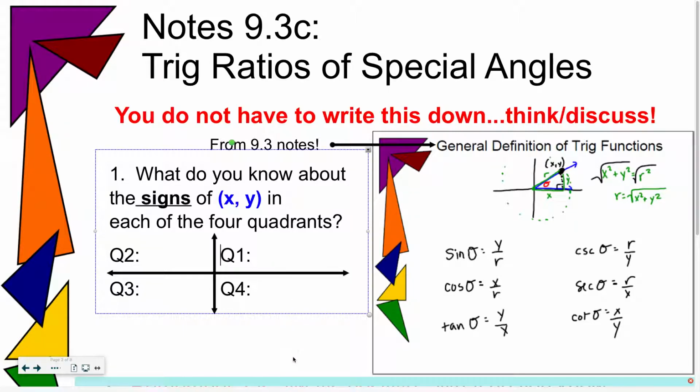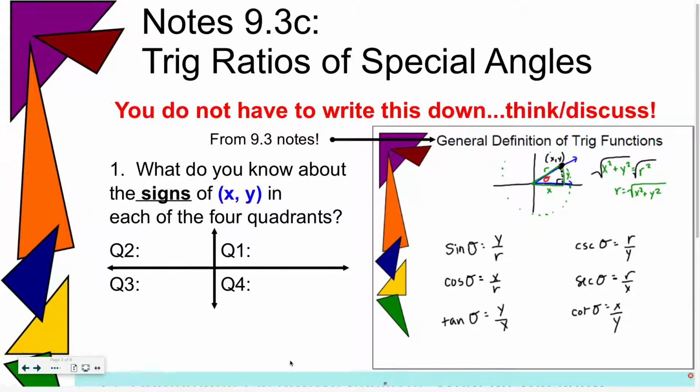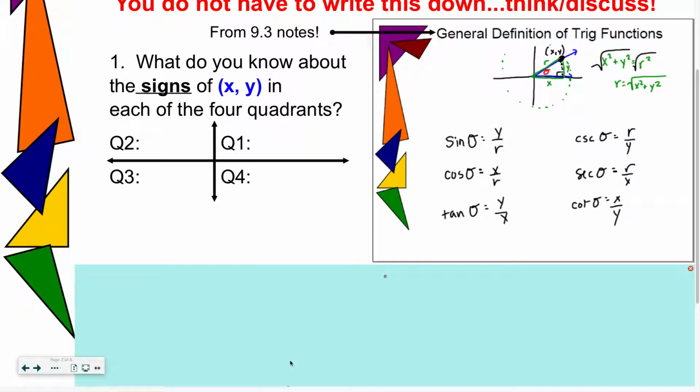So go ahead and have that conversation. What do you know about the signs of x and y in the 4 quadrants? Quadrant 3 would be negative. And quadrant 4 would be positive.